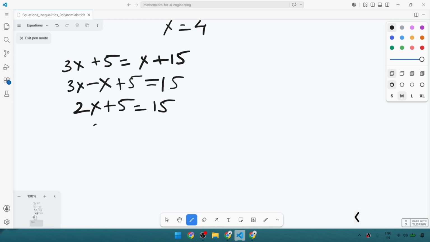So what we are going to get? We are going to get 2x. And at this side what will happen? 15 minus 5. Right? It will be 15 minus 5, which is going to be 10, right? So here we can write 2x equals to 10.